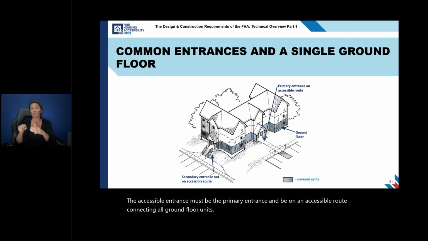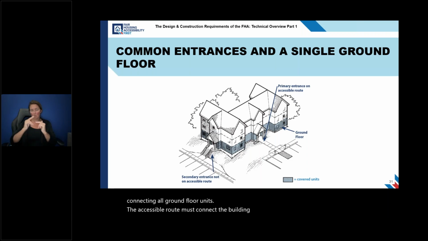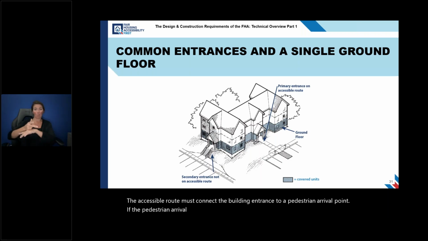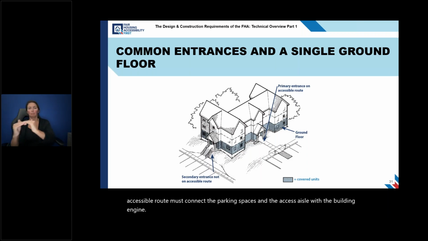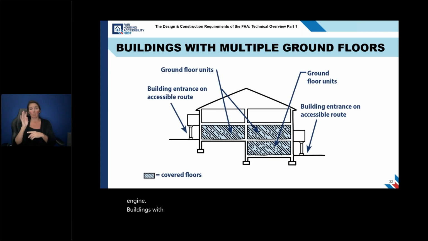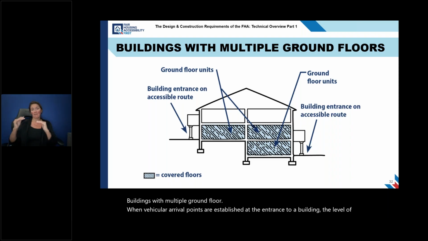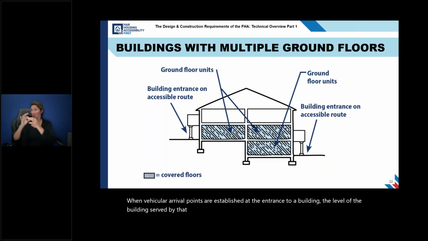The accessible route must connect the building entrance to a pedestrian arrival point. If the pedestrian arrival point is a parking lot, as shown in the example on the screen, the accessible route must connect the parking spaces and the access aisles with the building entrance. Buildings with multiple ground floors. When vehicular arrival points are established at the entrance to a building, the level of the building served by that entrance is considered a ground floor.